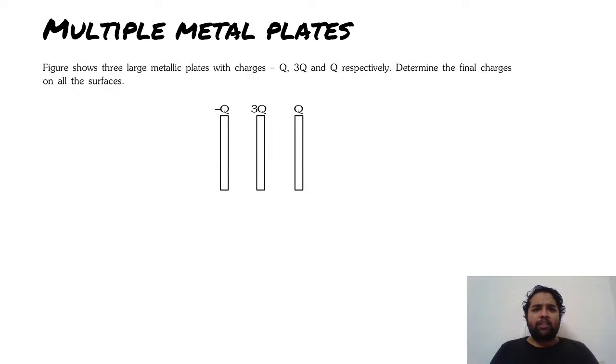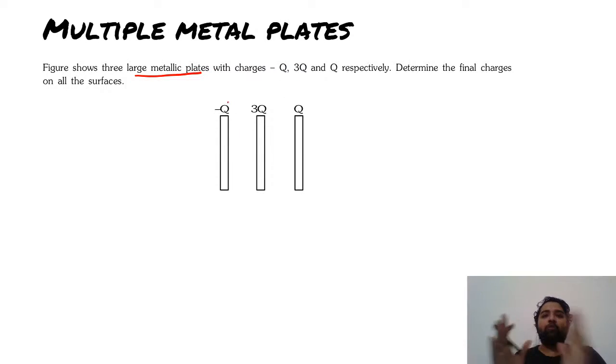Here we will use the concept assuming that there are large metallic plates. The assumption was that it's a large metallic plate. So the main assumption is that the charge will be uniformly distributed everywhere. And we know the field due to metallic plates is density by epsilon. This is the main thing. We will keep using this a lot.